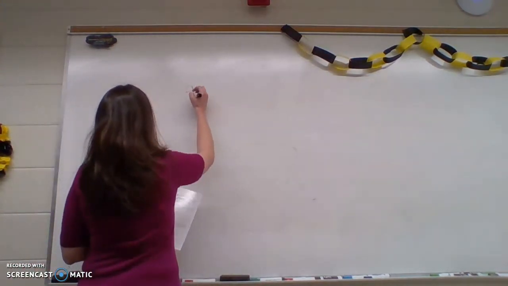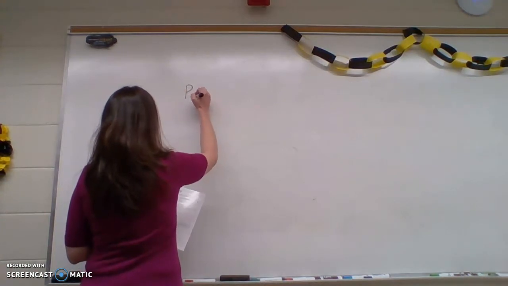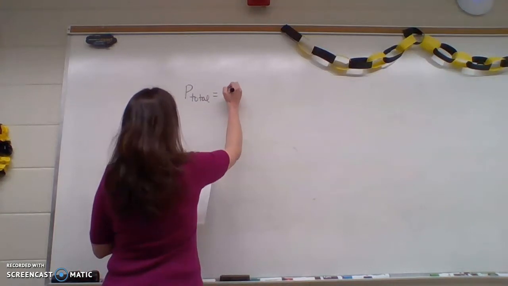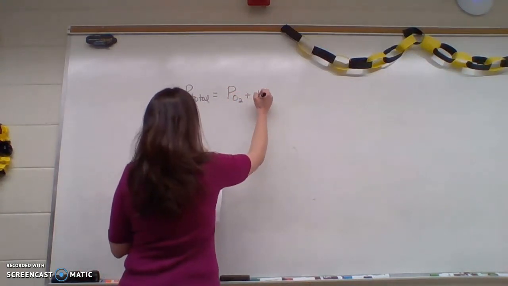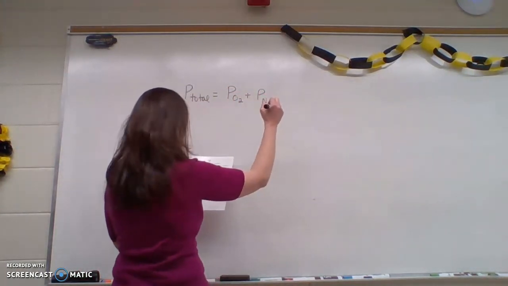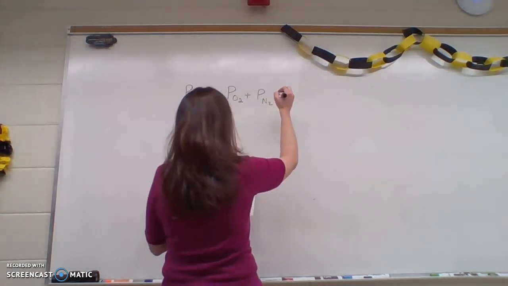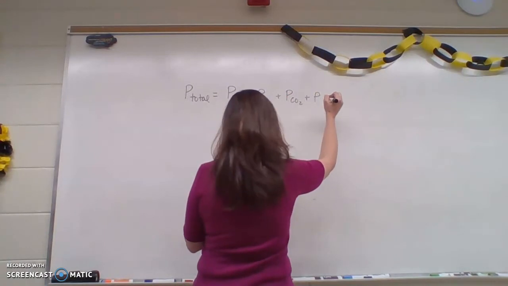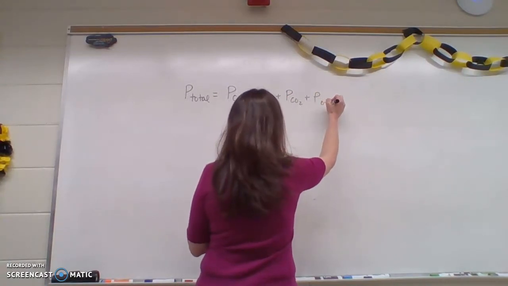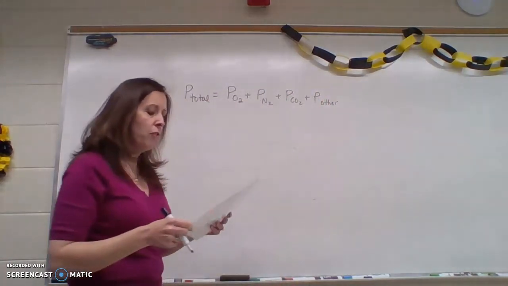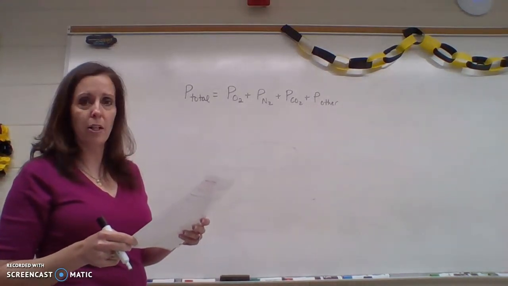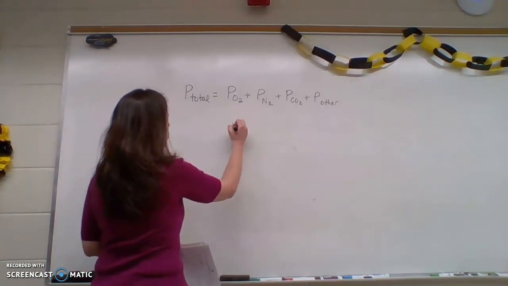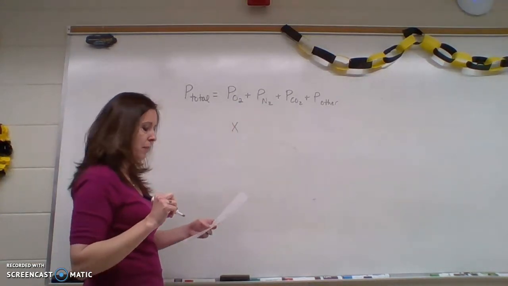Okay, so P total is going to equal the pressure of the oxygen, the pressure of the nitrogen, the pressure of the carbon dioxide, and the pressure of the other stuff, okay? And then if you look there, it says, what is the partial pressure of oxygen? Oh my goodness, my X has shifted. So that's going to become my X.